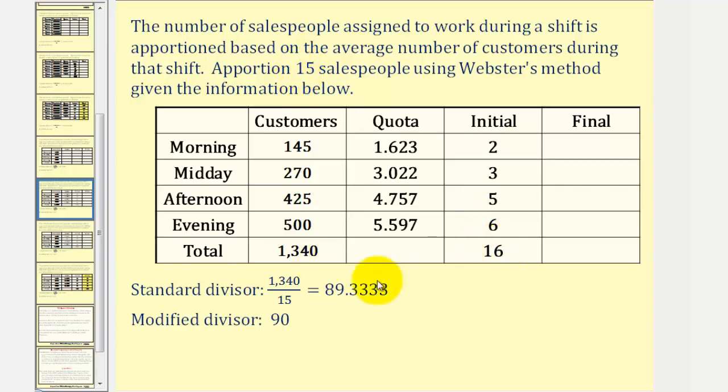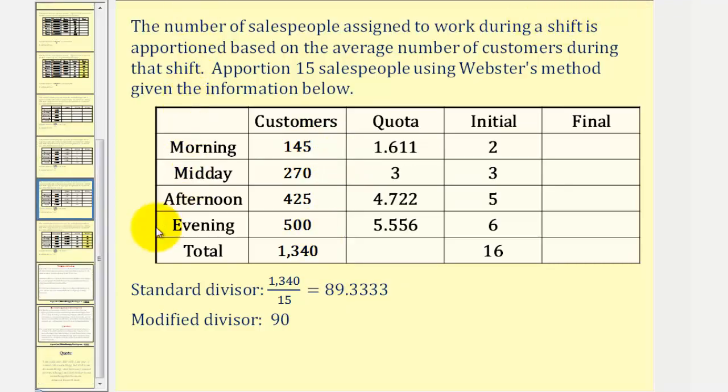And therefore we have to adjust the divisor, and because this is too many salespeople, we'll have to increase the divisor. Let's begin by changing the divisor to 90 and see what that does for us. So now we'll begin by recalculating our quotas by dividing the number of customers over each shift by 90.